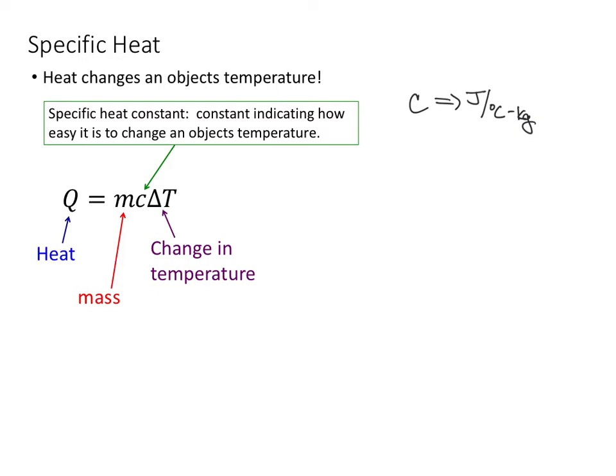Now, the other thing that heat energy does, that energy added or removed from a system by heat, is it can change the phase of an object. So if we are changing the phase, for instance, going from ice to water or water to steam or vice versa, then the heat energy required is equal to the mass times L, where L is the latent heat.